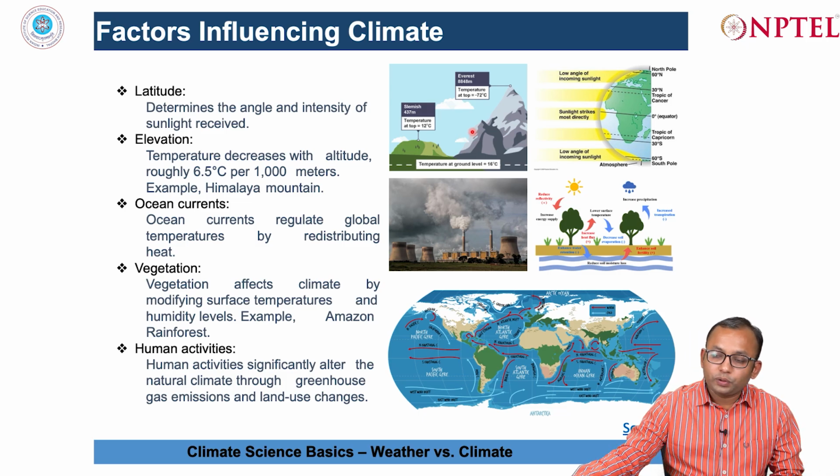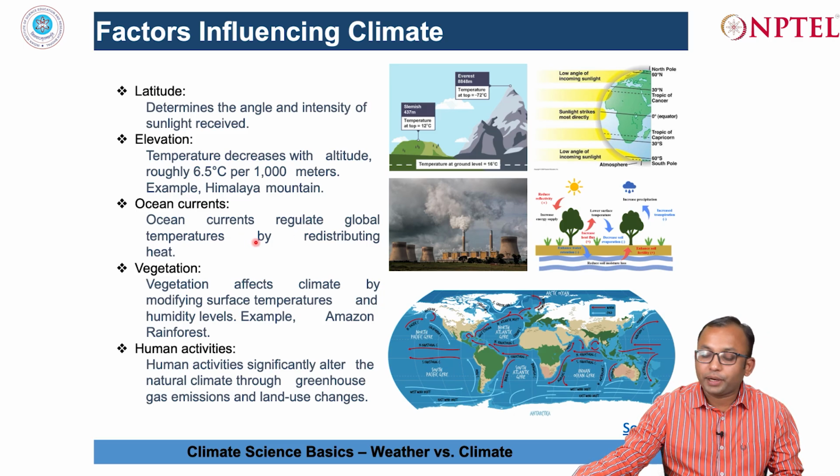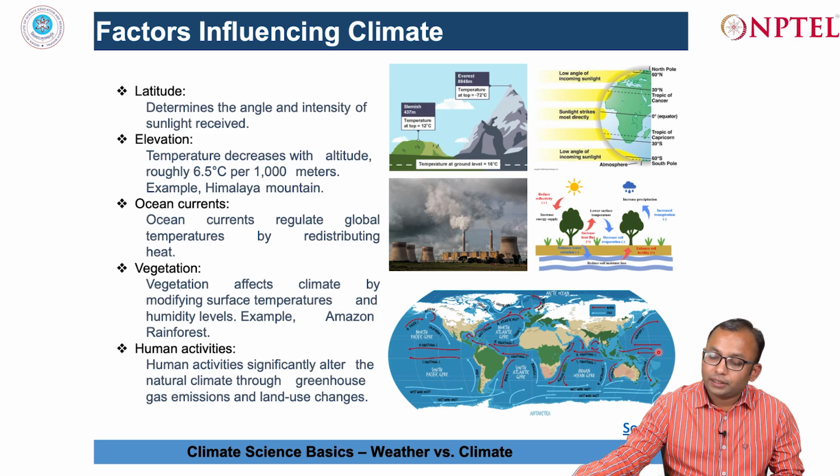Then climate can also be influenced by ocean currents, which are important for regulating the global temperature by redistributing heat from one place to another. Here you can see the ocean currents moving around the globe, which are responsible for distributing heat from one place to another by the movement of water currents.